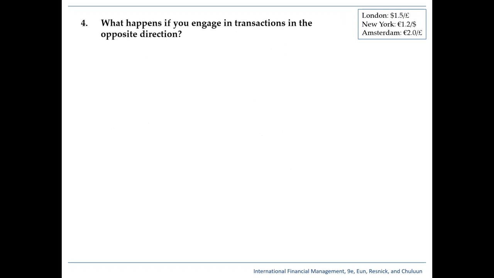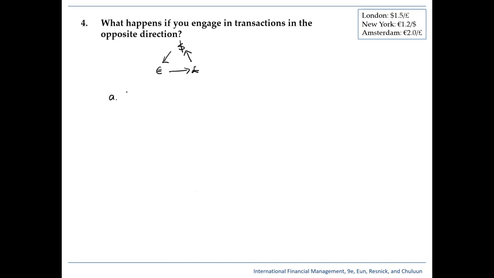So next question is, what happens if you engage in transactions in the opposite direction? So we said we want to go from dollar to pounds, then to euros, and back to dollar. But what if you do the opposite? In other words, what if you start from dollar and go to euro? From there, exchange your euros for pounds, then exchange pounds to dollars. What will happen then? Well, you will lose money. So let's see exactly how much money you will lose.